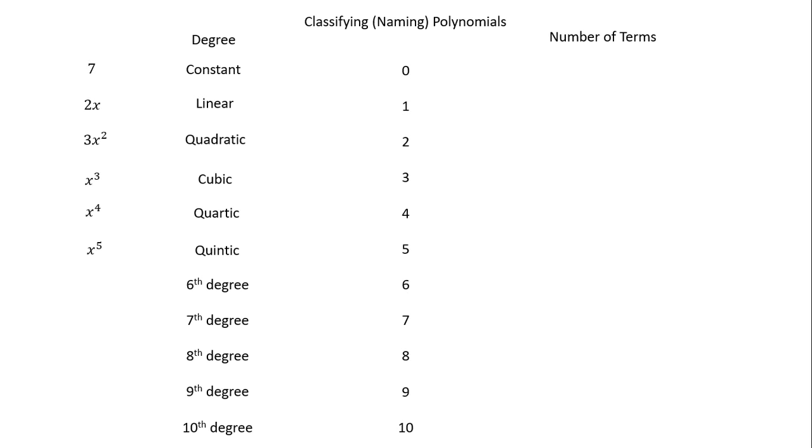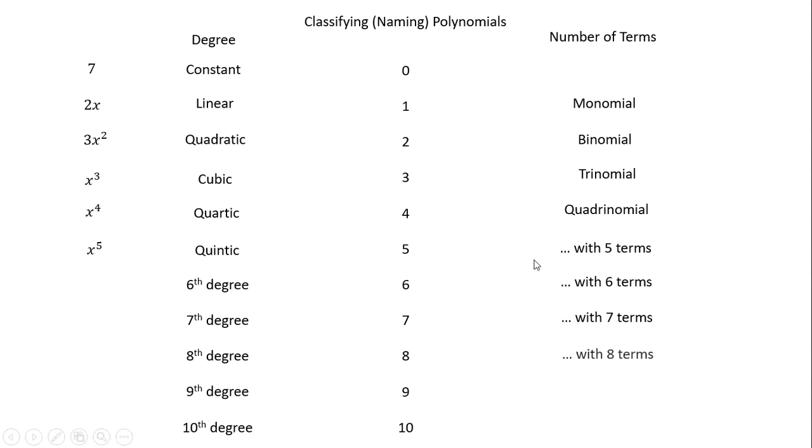So let's go over the number of terms. If we have 0 terms, we have nothing. If we have 1 term, we have a monomial, right? It's just that special case of polynomial where there's only 1 term. If we have 2 terms, a root word for 2 is bi. It's a binomial. 3 is a trinomial. 4, quadrinomial, which is really confusing because 2nd degree is a quadratic. 5 terms, 6 terms, 7 terms, 8 terms, 9 terms, 10 terms, etc. Again, there's names for them, but nobody actually cares.